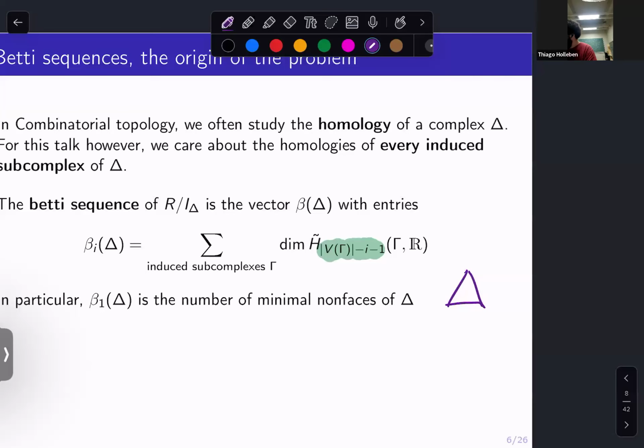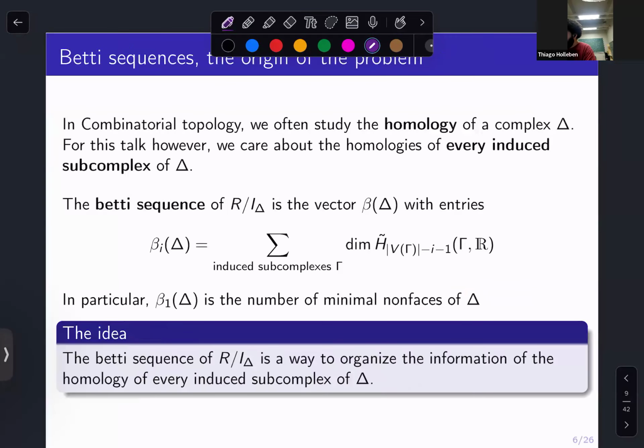Okay, and the definition is a little bit technical, but really the idea is what we need. We won't do any sort of computation with it, well, I guess we'll do one example. And the idea of this sequence is that it's a way of organizing the homology of every induced subcomplex at once. So if I want to talk about the homology of the complex, I have numbers, the dimensions of the homologies. But if I want to talk about every induced subcomplex at once, then this is one of the ways people figured out how to do it.